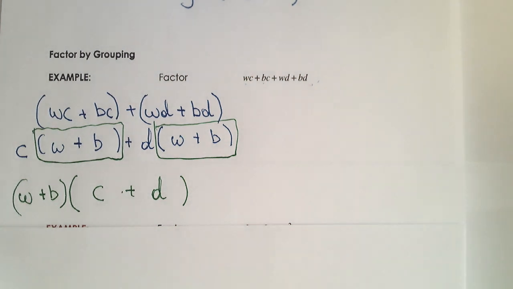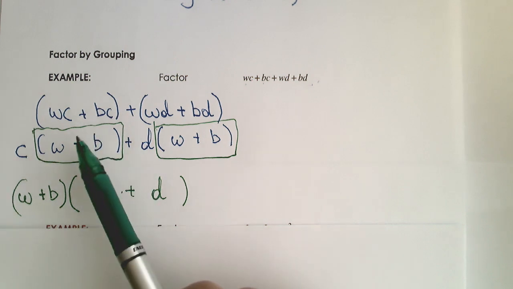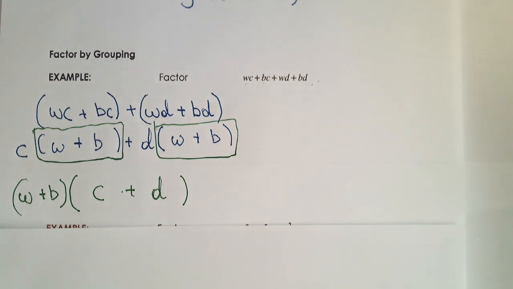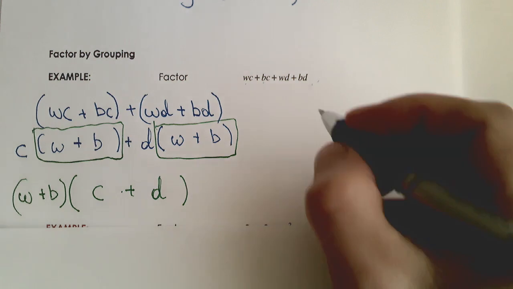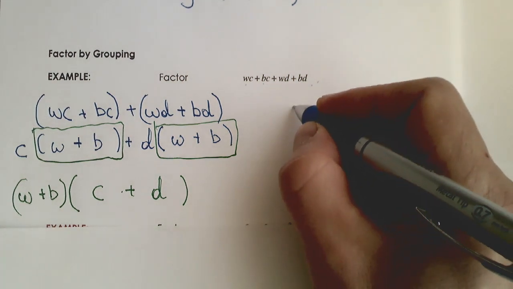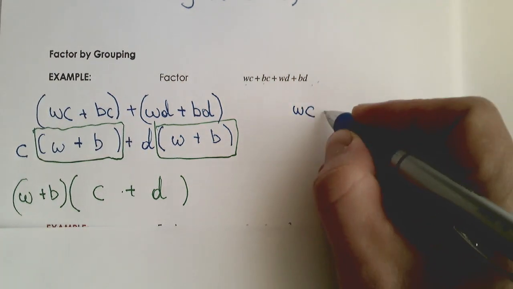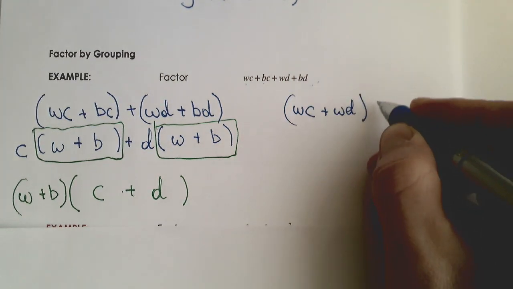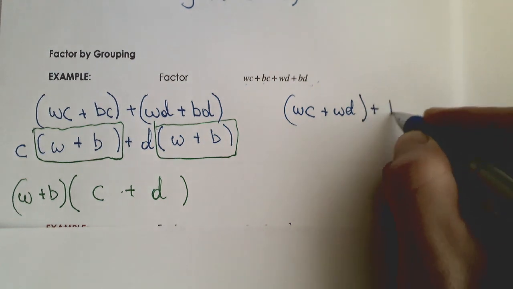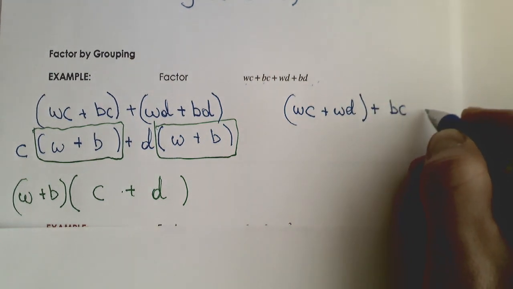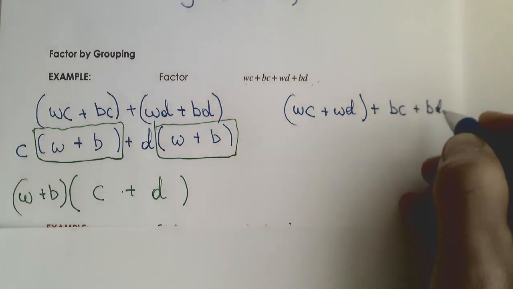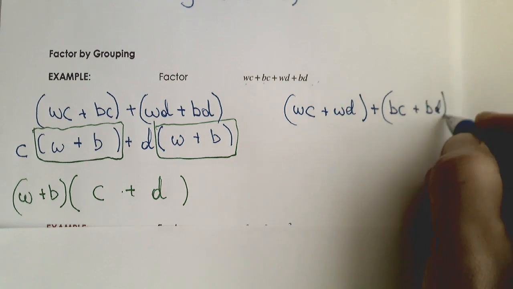However, I decided to group these two together and these two together. I have another option. I could have grouped them a little bit differently. How about if I just factor all the terms that have a W in them? So this one together, plus BC plus BD. Okay, and this one together.